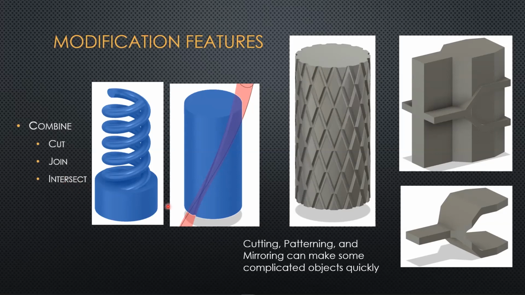And then last but not least is intersect, which allows you to do stuff like this, where you have a top view of your part and a side view of your part, and then you can intersect them and you can make fairly complicated geometry pretty quickly by using intersect. And obviously these don't have to be at 90-degree angles. You could intersect this with that and this, and you can make really complicated parts really quickly by using the combine tool.